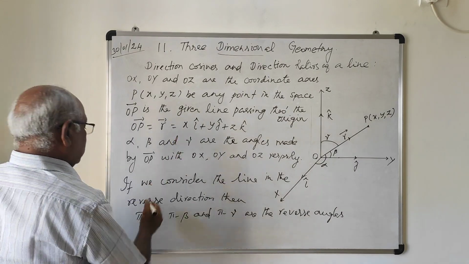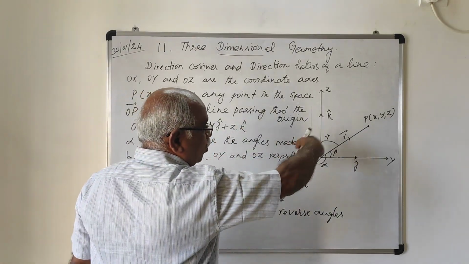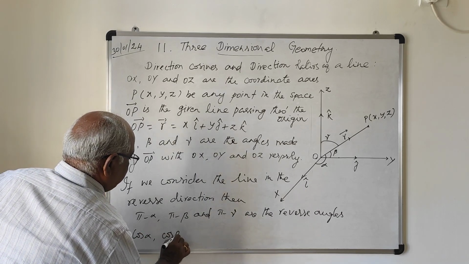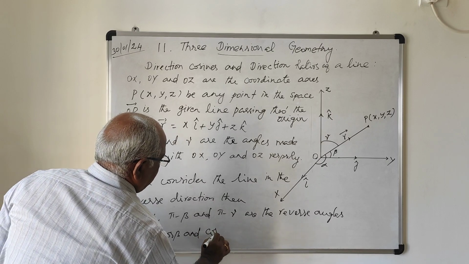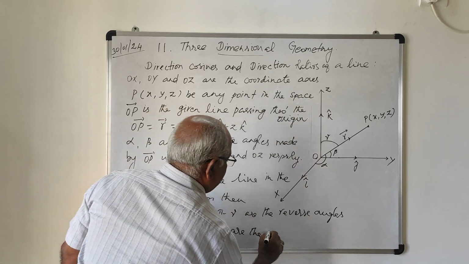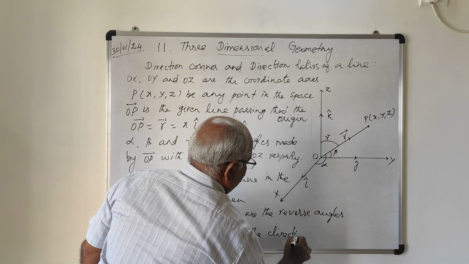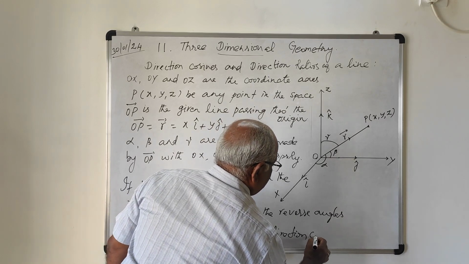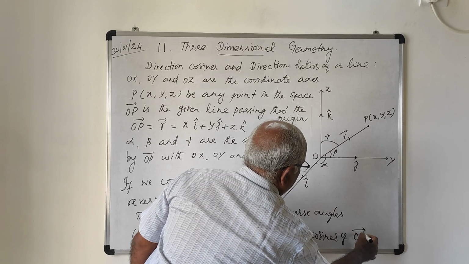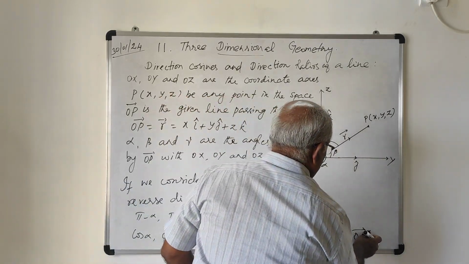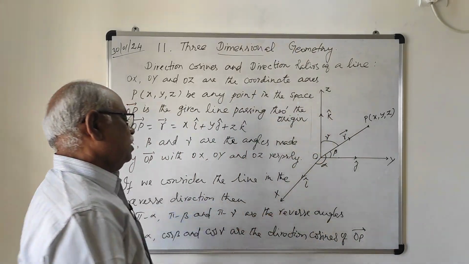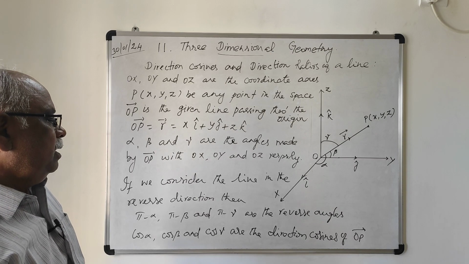And cos alpha, cos beta, cos gamma are the direction cosines of the line OP. These are the things you have seen already in our vector algebra topic. Cos alpha, cos beta, cos gamma are the direction cosines of the line OP.